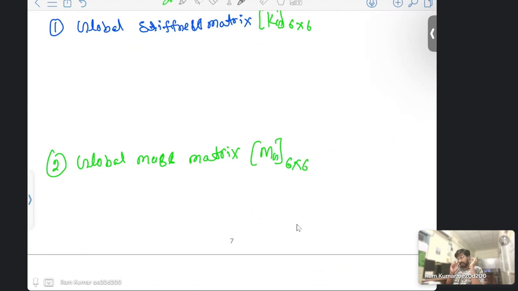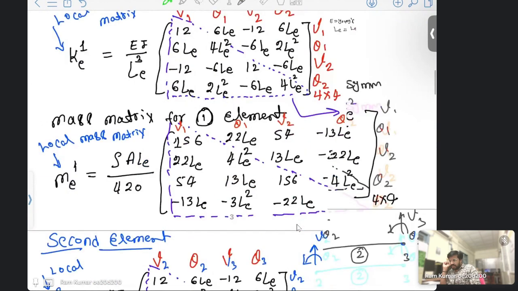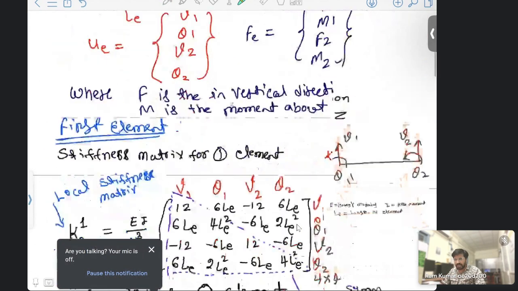Yes, please tell me. Here, see, in the given problem, the length is the same. So K1 and K2 will be the same, and M1 and M2 will be the same. Right? Because the length of my element is the same, only L by 2. So K1, K2 will be the same, and M1, M2 also will be the same.